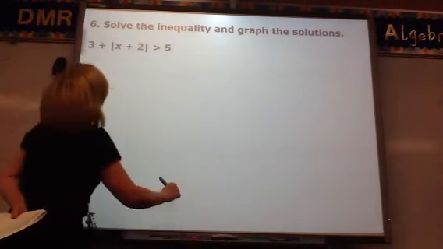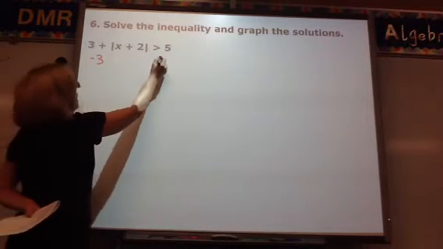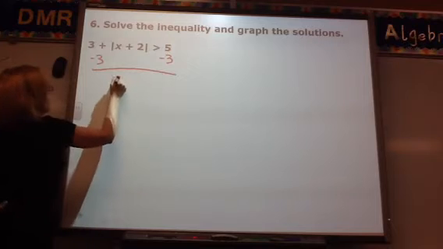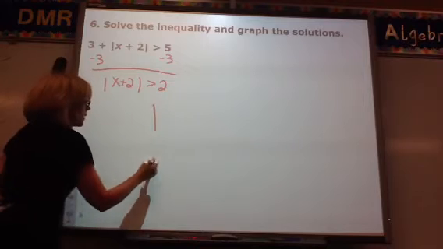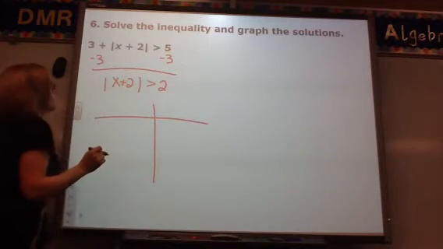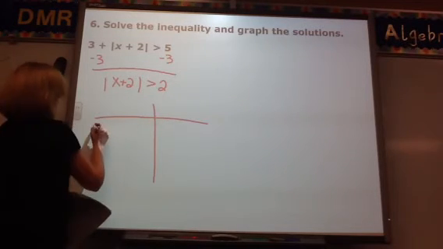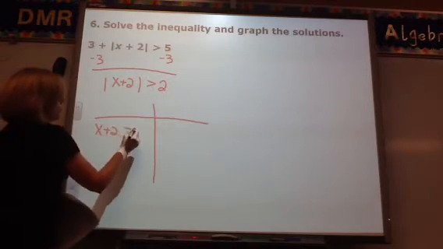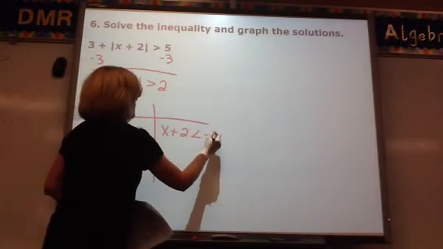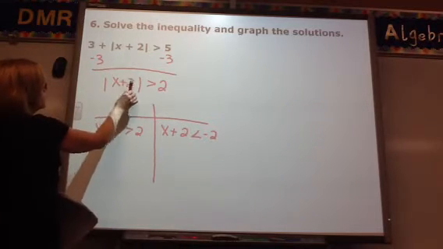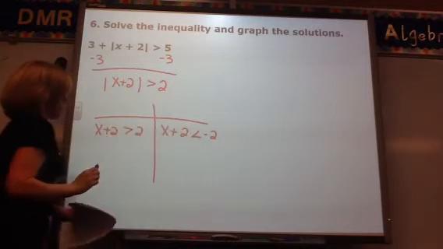Okay, we need to isolate our absolute value, so we're going to subtract 3 from both sides. So I have the absolute value of x plus 2 is greater than 2. Now we do our two cases. We can have x plus 2 greater than 2, or we can have x plus 2 less than -2. Remember, if this is absolute value, it has to be greater than 2 or less than -2.